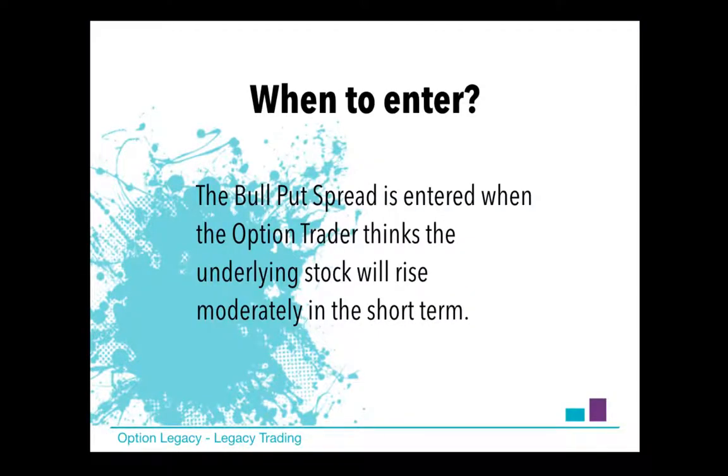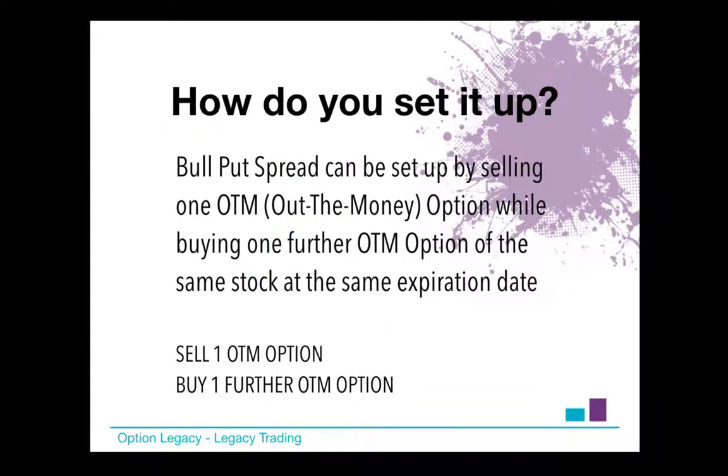So when to enter? A bull put spread is entered when the option trader, that's us, thinks the underlying stock will rise moderately bullishly in the short term. So when we think the stock is going to go bullish, we're going to put on a bull put spread. So how do you set it up?